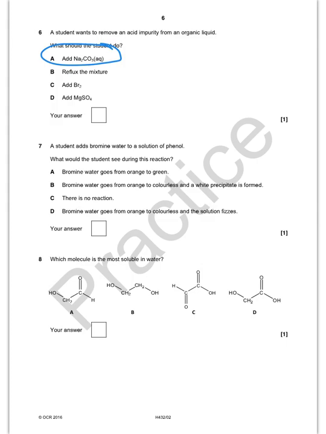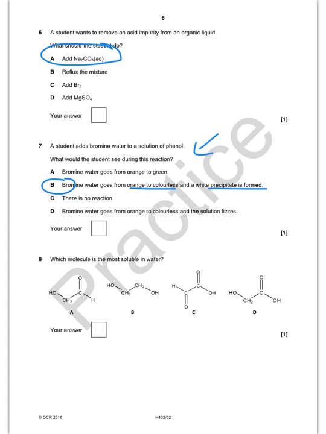So I'm going to add now bromine water to a solution of phenol. What would I see? Well, with the bromine water, you're going to have an electrophilic substitution reaction to make 2,4,6-tribromophenol. So you are going to have the bromine go orange to colourless, but you'll also have a white precipitate form of the 2,4,6-tribromophenol. So the answer is B.